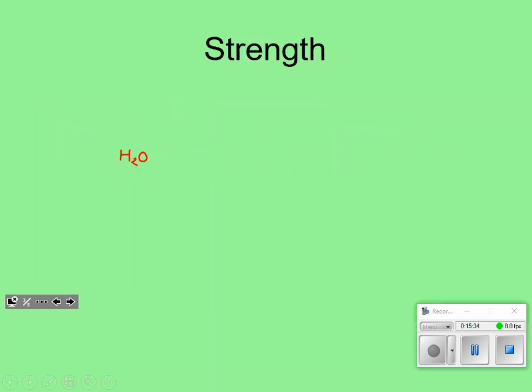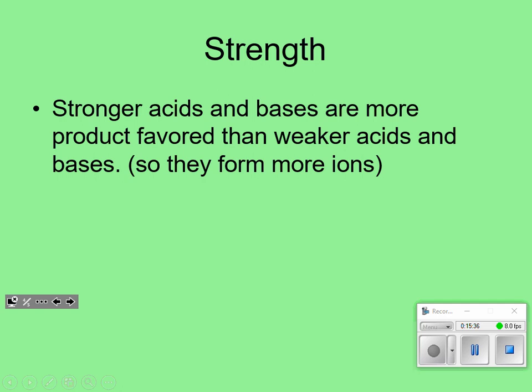So in general then, again, the stronger you are, the more product favored you are. That's all that this statement is saying. And therefore you create more ions. Remember when I talked about properties of acids and bases, one of them is they can conduct electricity. Well, again, electrolyte solutions are solutions that contain ions. Strong acids and bases are good conductors of electricity.